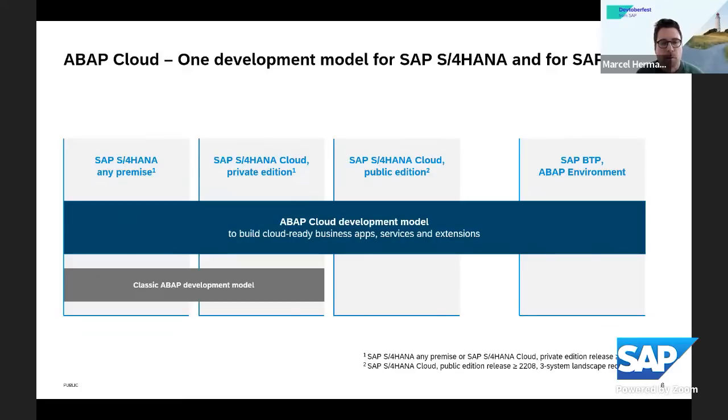But in the new world, in the public cloud and in Steampunk, that means the SAP BTP ABAP environment, only the ABAP Cloud development model is available. And in the on-premise world and in the private edition, we also offer the ABAP Cloud development model so that you have a chance to transfer your coding from the classic ABAP development model towards ABAP Cloud.